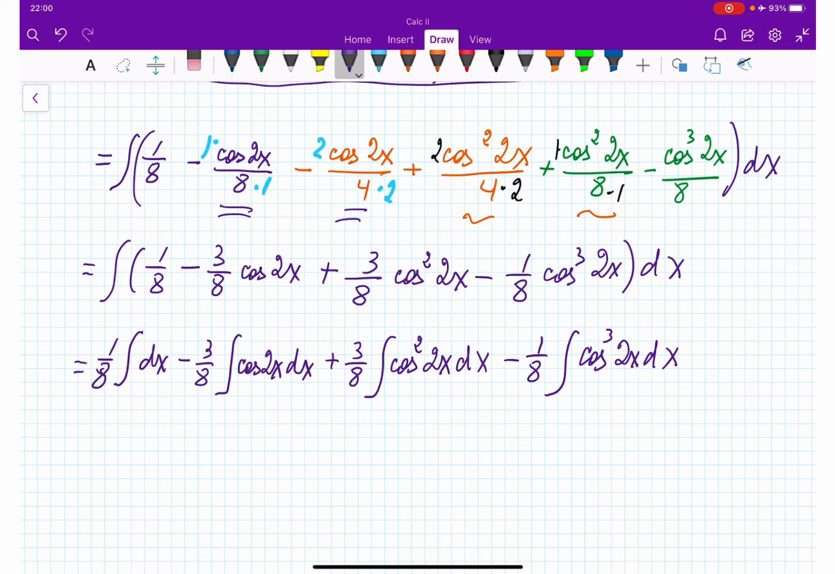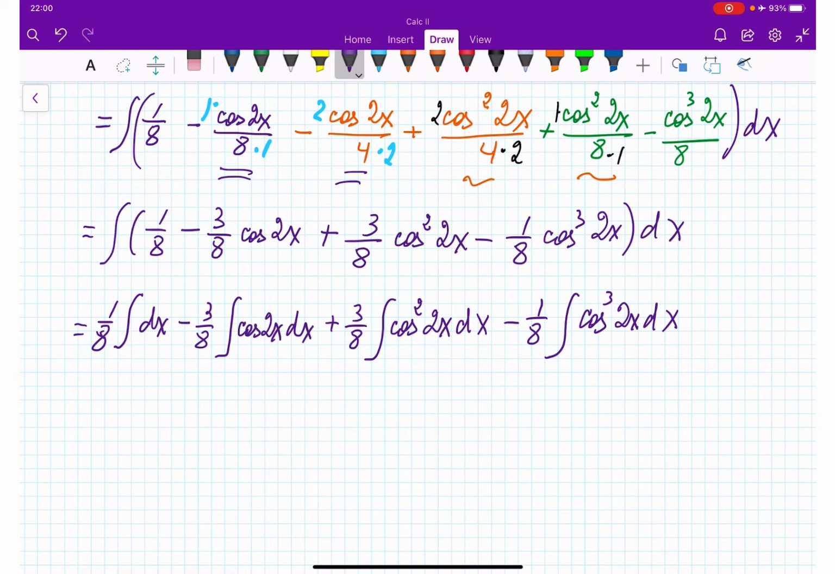Okay. All right. So we are getting here, the result is going to be 1 over 8x, since the integral of dx is x, right? And minus 3 over 8, since we have cosine 2x, it's going to be times 1 over 2 and sine 2x, right? Now with these two, we need to work. So this is what I'm going to do.